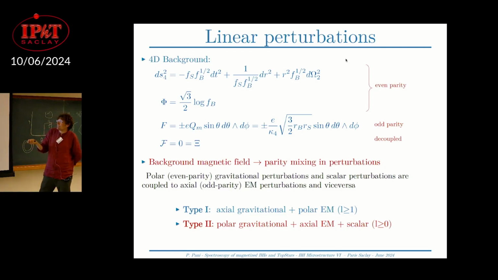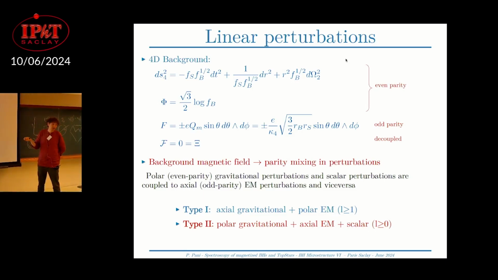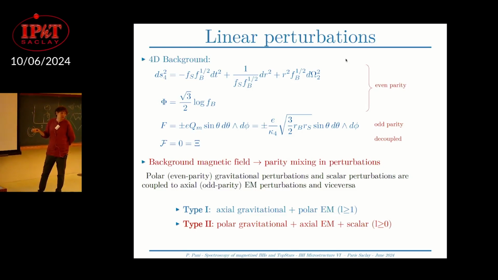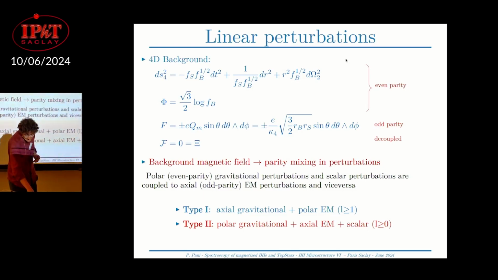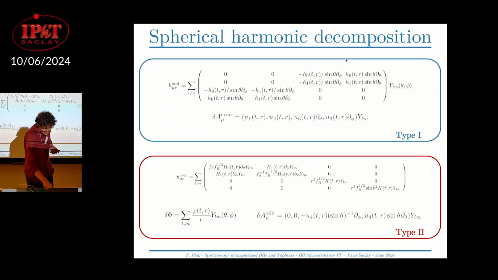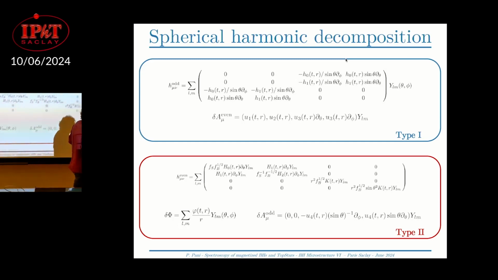It's obvious that type 1 starts at L equal 1 because there is no L equal 0 mode for gravity and for electromagnetism. Type 2 perturbation starts at L equal 0 because even though gravity and Maxwell are not dynamical, you still have the scalar field. So the scalar L equals 0 actually sources gravitational and electromagnetic perturbations, but the latter two are not dynamical. So this is the structure. As you might expect, type 1 is simpler to solve than type 2 just because there are fewer degrees of freedom. So here is the spherical harmonic decomposition.